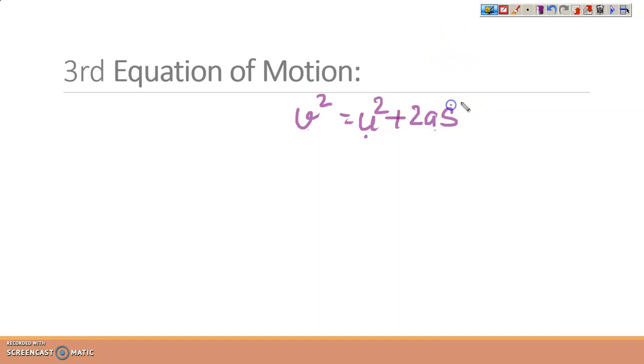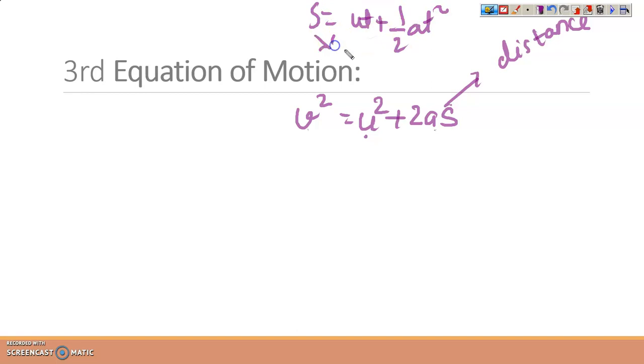Sometimes s is confused as speed. In the equations of motion, s is not speed. It is a distance. In the previous equation also, s = ut + ½at². s is distance. I'm sorry, it is displacement. Here also displacement, not distance. This is a combination of the first and second equations.